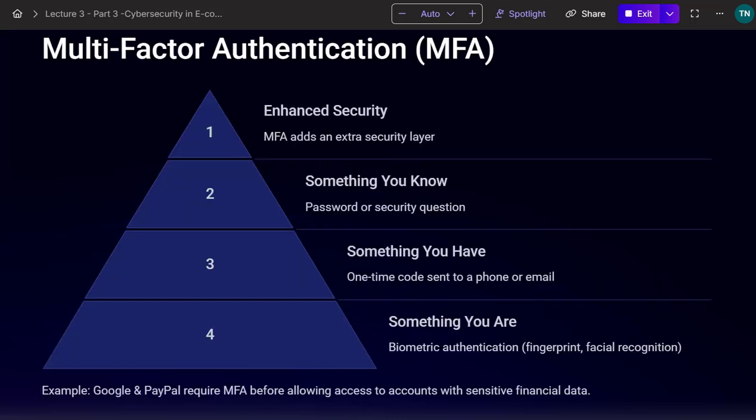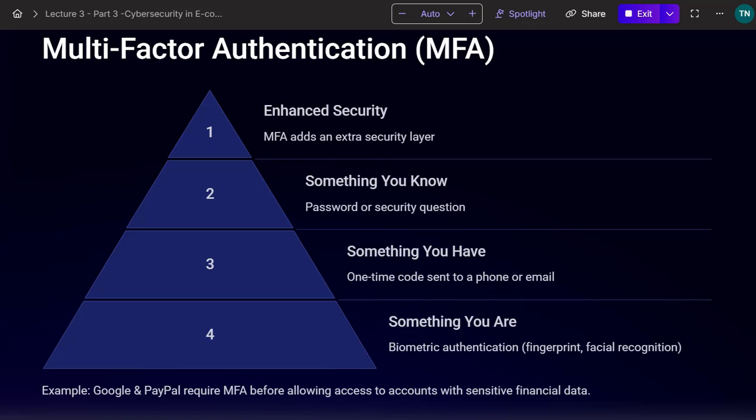We can also use multi-factor authentication for enhanced security: something you know, something you have, and something you are, right? You own those measures to secure our information. Multi-factor authentication, or MFA, is an important security measure that adds an extra layer of protection to your accounts.